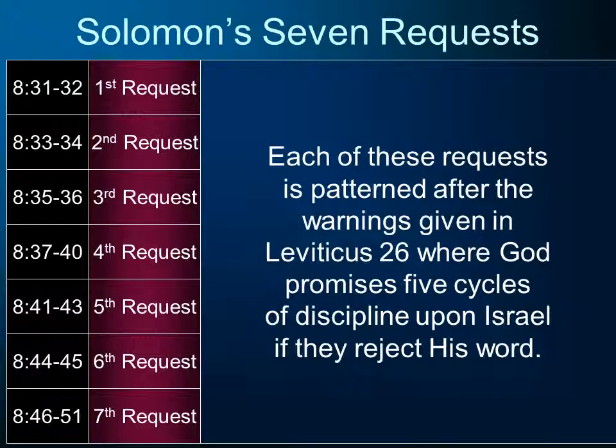What is taking place is that each of these requests is patterned after the warnings that are given in Leviticus chapter 26, where God promises a number of cycles, 5 in particular, 5 cycles of discipline upon Israel if they reject his word. And the worst was that you'll be finally taken out of the land. And now Solomon prays, notice that 7th request, even if they're taken out of the land and taken into captivity, Lord, will you hear their request?